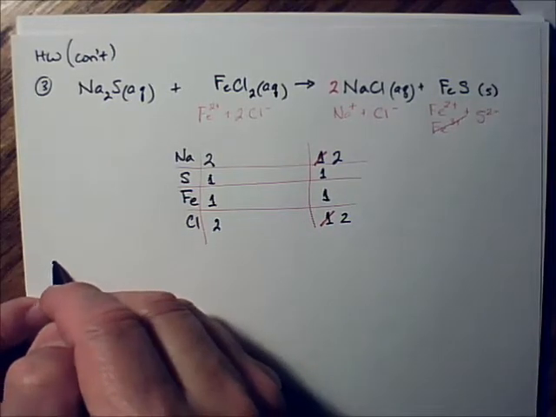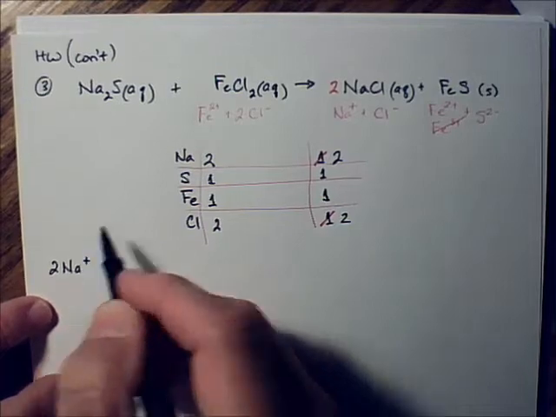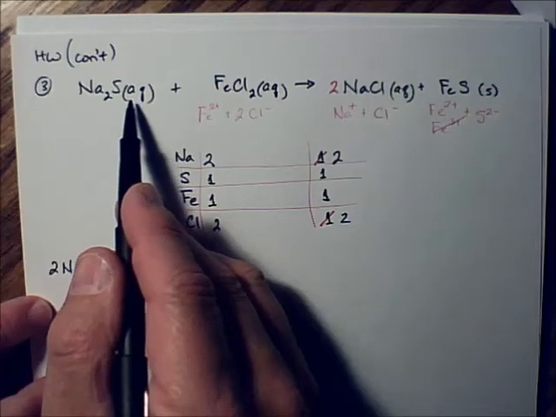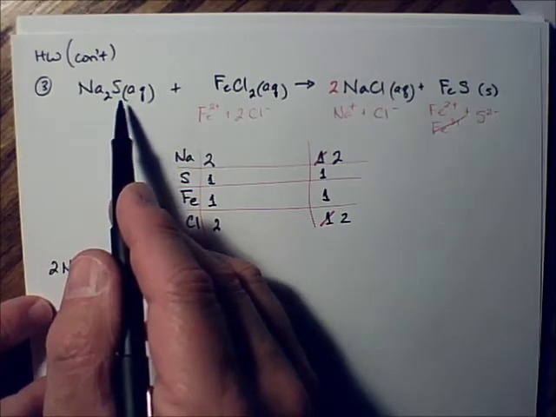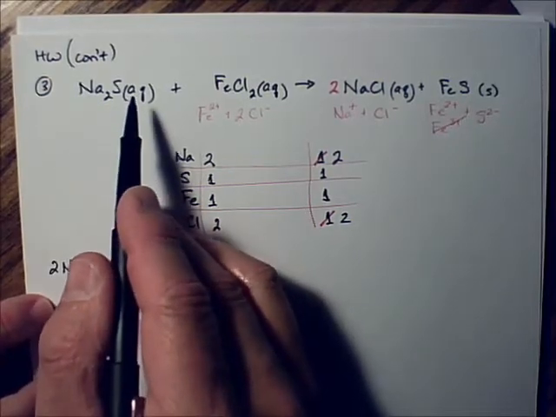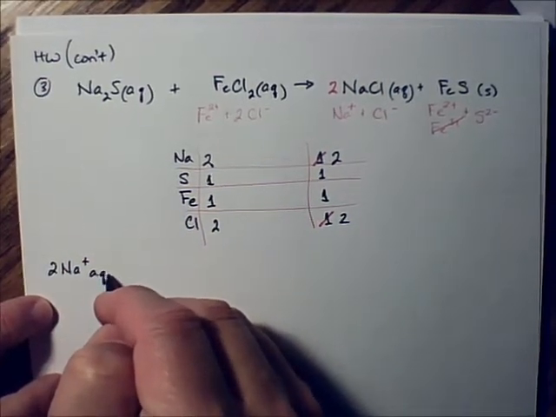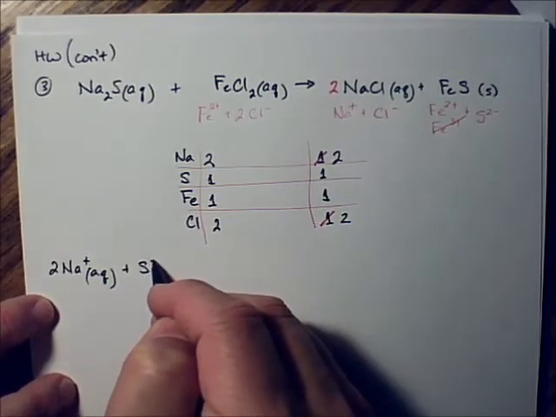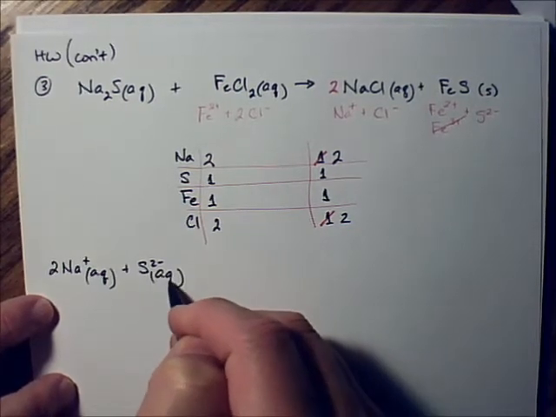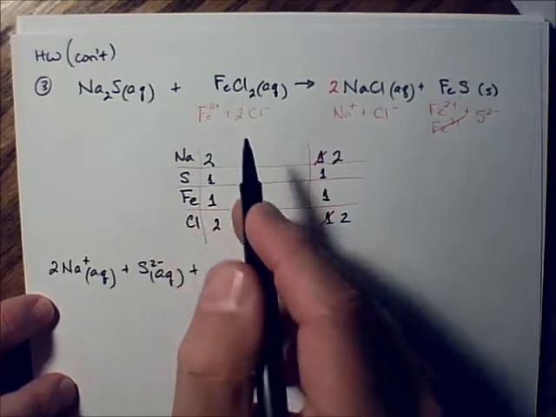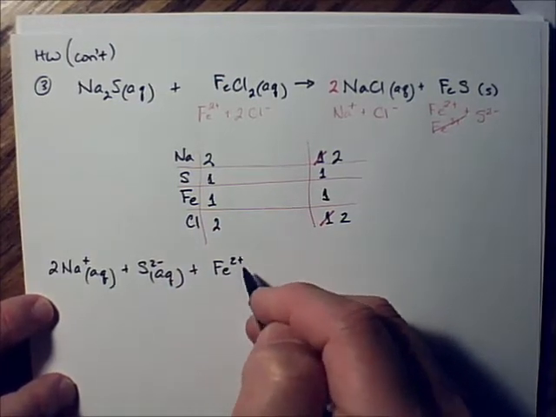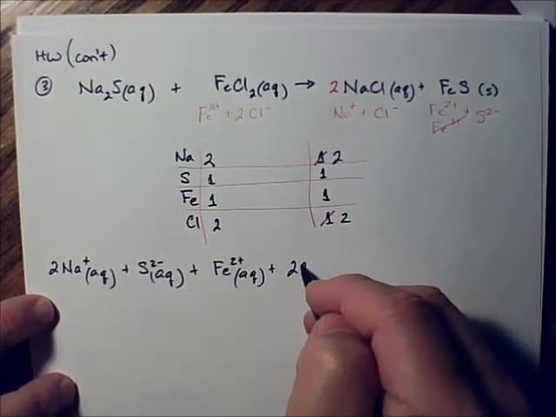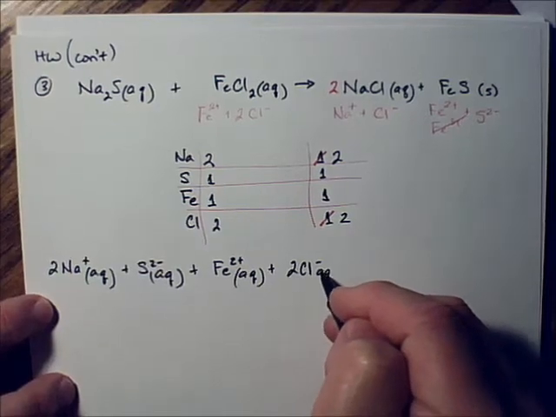I have 2 sodium ions here. We said sodiums have a 1 plus charge. The way that you dissolve an ionic compound is to break it into its separate ions, and they break up in the solution. So if the compound's aqueous, those ions are also aqueous. So the sulfur is also going to be aqueous. The sulfide ion is aqueous. Iron 2 here, and we know it's iron 2, it's aqueous because the compound is aqueous. And we've got 2 chloride ions that are aqueous.